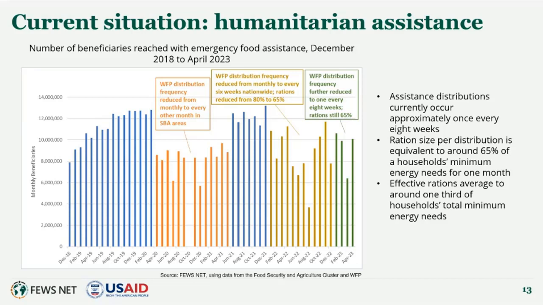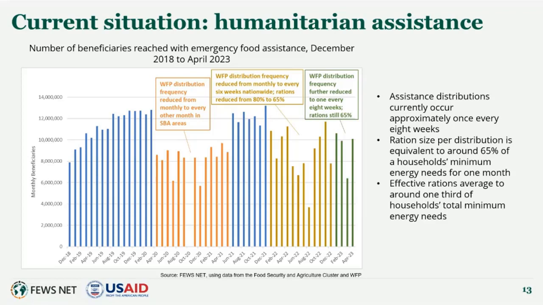However, recently in 2022, I want to highlight, shown in the yellow bars, WFP transitioned from monthly distributions of assistance to distributions only around once every 6 weeks due to funding shortfalls. Additionally, what this chart doesn't show is the volatility in ration sizes that have occurred in 2022, whereas previously, each assistance distribution provided around 80% of a household's minimum monthly energy requirements.